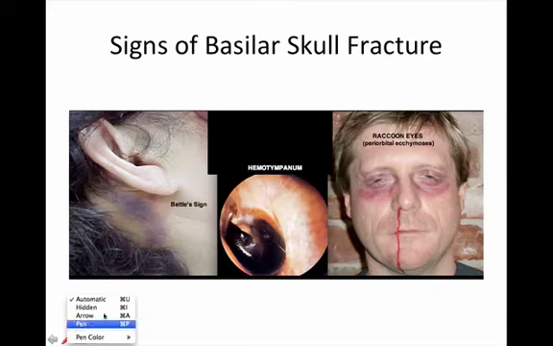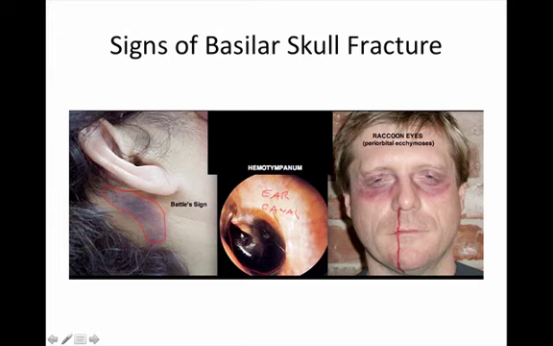So here are some pictures. Here's Battle sign. The posterior auricular artery has been damaged. Here's hemotympanum. So this is the ear canal that we are looking in. Okay, and this should be clear, but instead it's dark. What we're seeing is hemotympanum. And then periorbital ecchymosis due to fracture of the orbital bones. Okay, raccoon eyes is what they're known as. Now this patient is bleeding from the nose, but if this was a clear fluid coming from his nose, that would be a sign of CSF rhinorrhea.